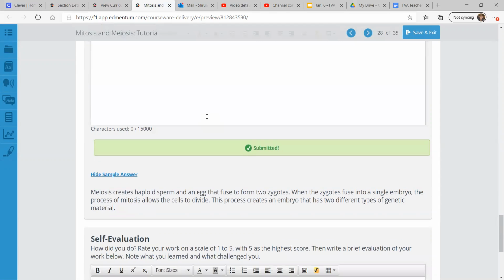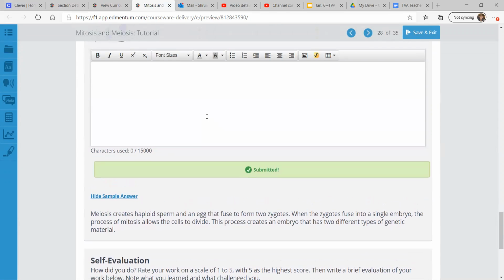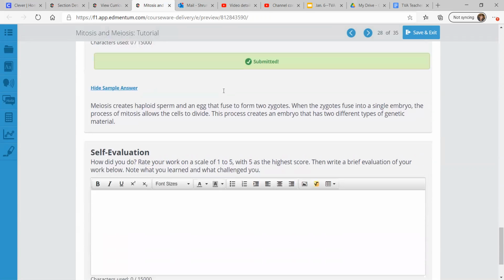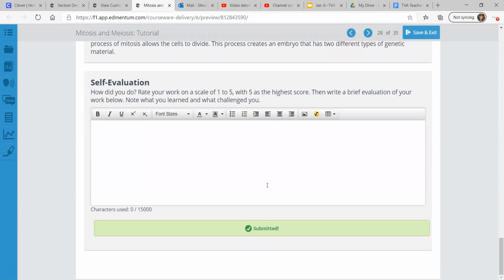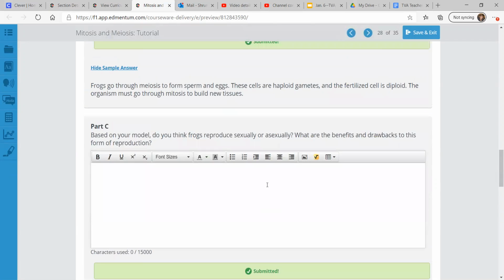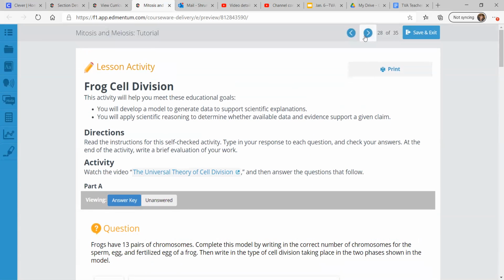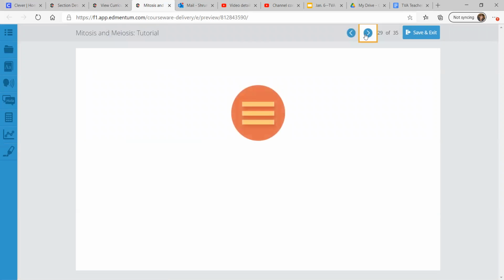And here's a sample answer. Meiosis creates haploid sperm and an egg that fuse to form 2 zygotes. When the zygotes fuse into a single embryo, the process of mitosis allows the cells to divide. This process creates an embryo that has 2 different types of genetic material. So that's that for the frog cell division video.